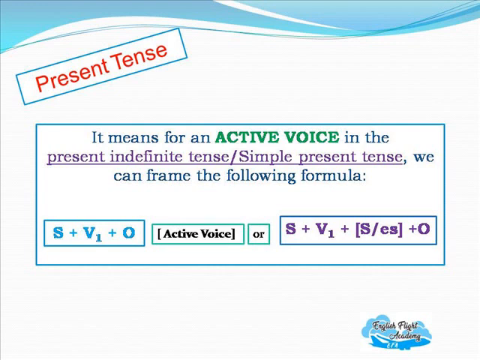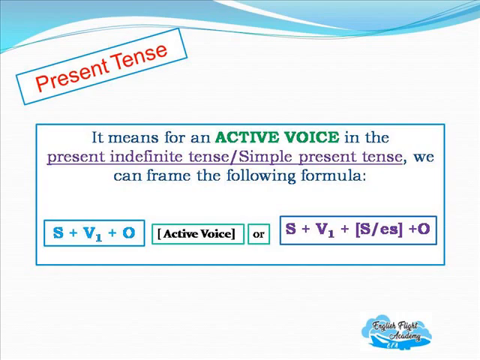It means for an active voice in the simple present tense, we can frame the following formula. Subject plus verb 1 plus object. When do we use that? With I, we, you, they. And subject plus verb 1 plus s or es, we use it with he, she or it. Very simple to understand. I, we, you, they, the first one, subject plus verb 1 plus object. And he, she, it, that is singular subject, then we are going to use subject plus verb 1 plus s or es plus object.